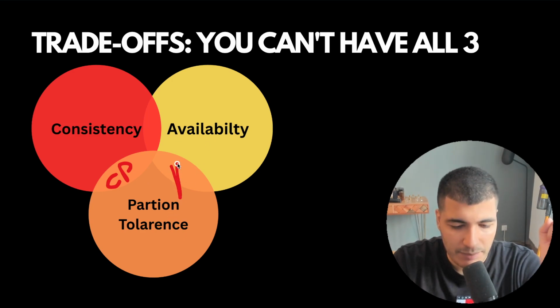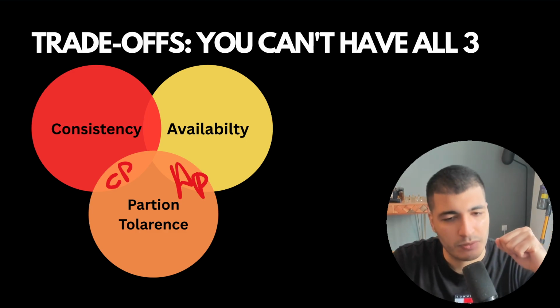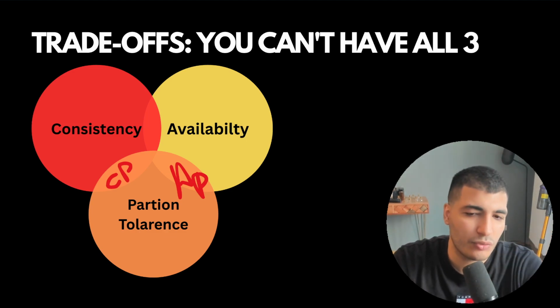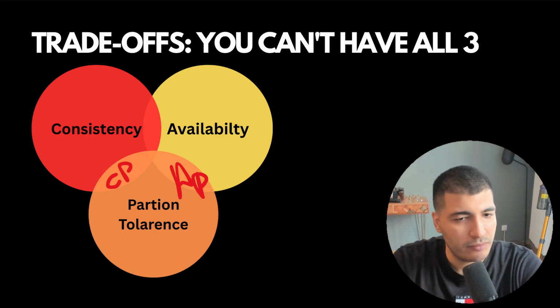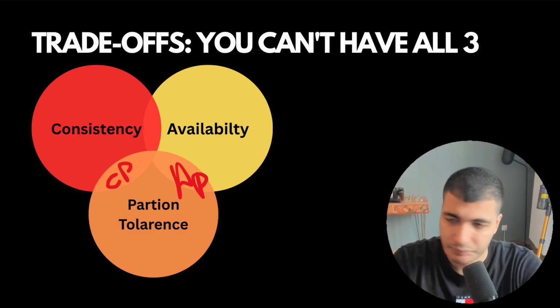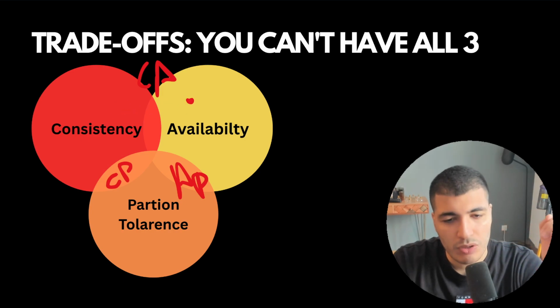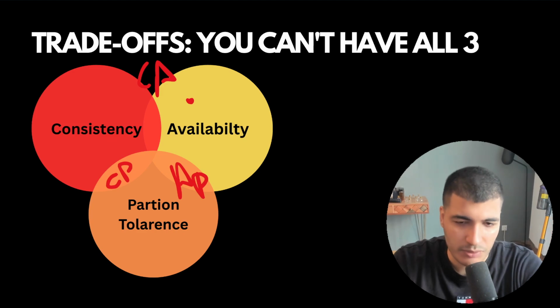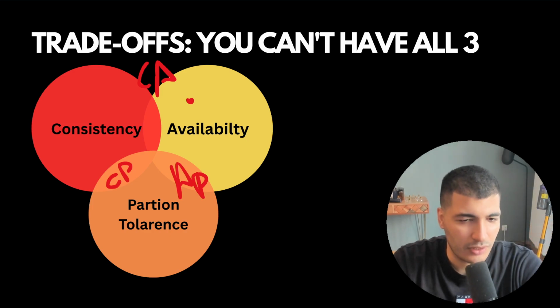Next, we have an AP system, which basically always gives a response, even if different nodes show different data temporarily. An example for that may be DynamoDB on Amazon or any social media application. Next and lastly, we have a CA system, which is consistency and availability. This only works without partitions, which is practically impossible in large distributed systems. You can think of an example, maybe a single node, like a local database.